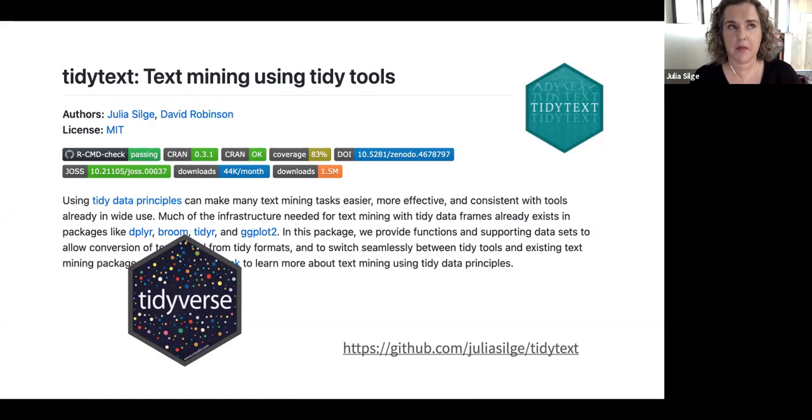So you come to some data set that is raw text. What is it that you want to do? How do you connect it? If you're someone who likes to use dplyr for data manipulation, ggplot2 for data visualization, then what tidytext acts as is a bridge to say, oh yes, you can use all of those tools with your text data.